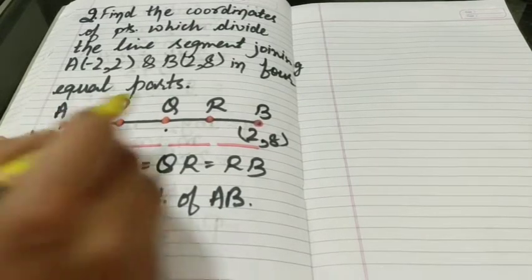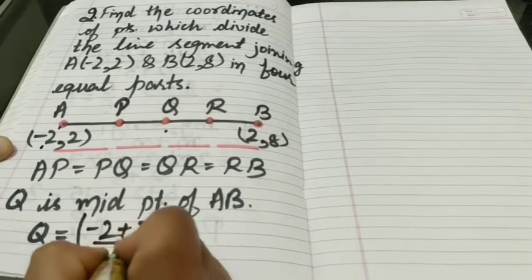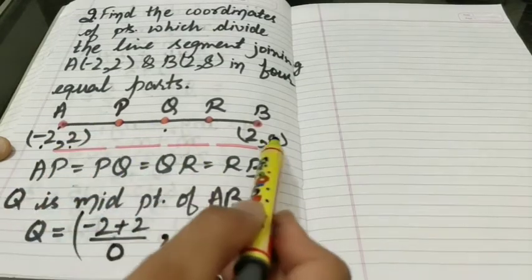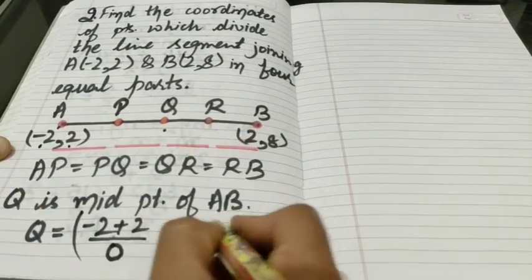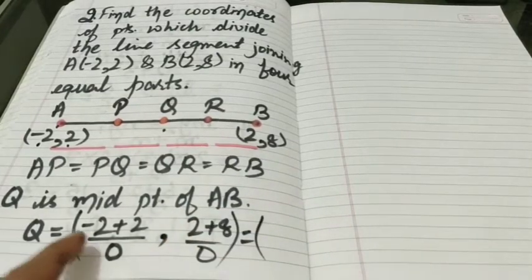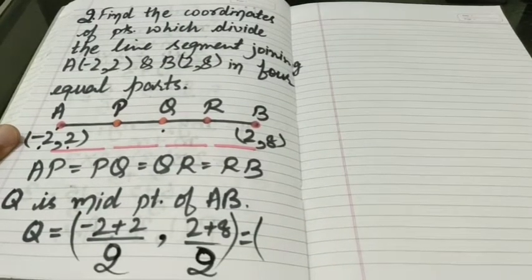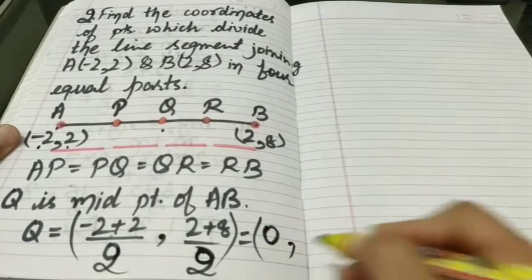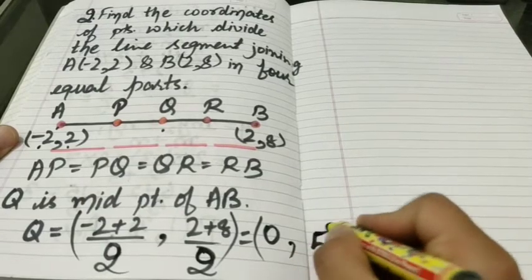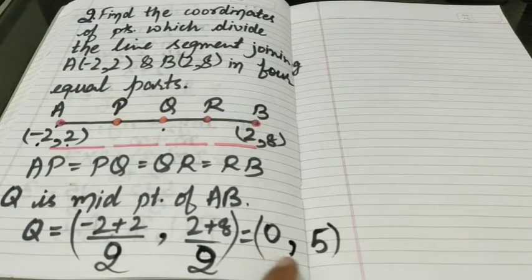So using this, the coordinates of point Q will be: x coordinate will be -2 plus 2 divided by 2, and the y coordinate is 2 plus 8 divided by 2, which is further equal to: minus 2 plus 2 is 0, and 2 plus 8 is 10, 10 divided by 2 is 5. That is how the coordinates of point Q will become (0, 5).